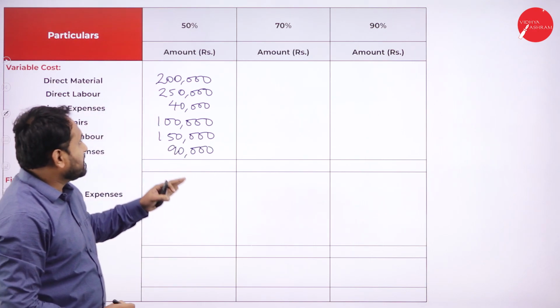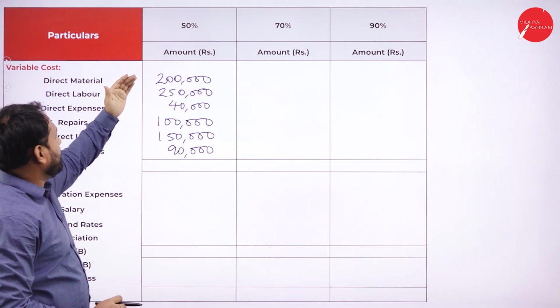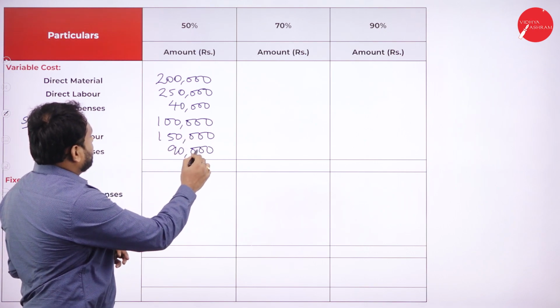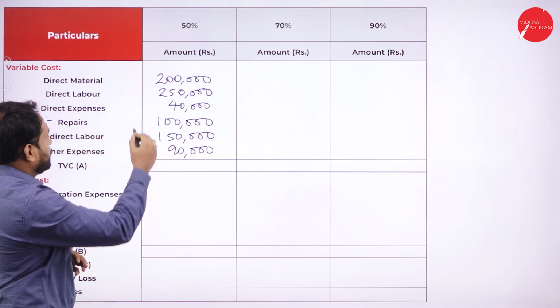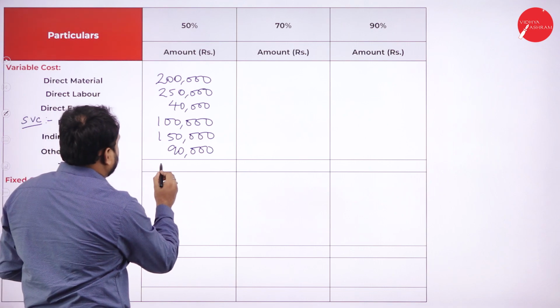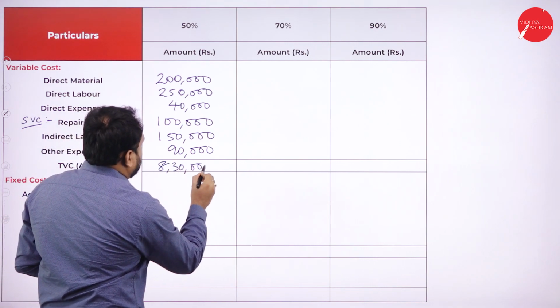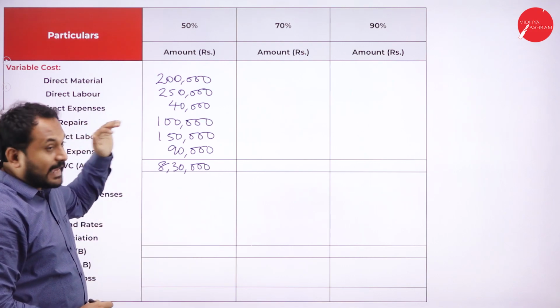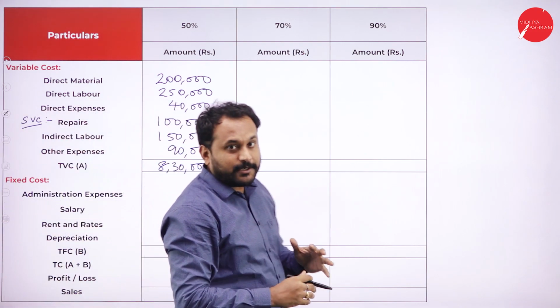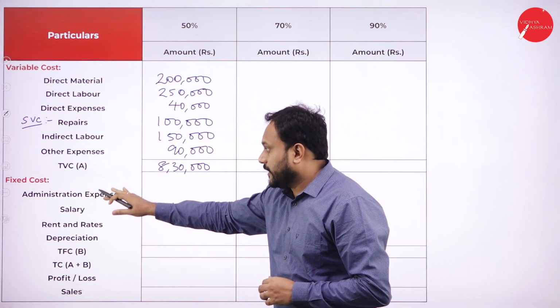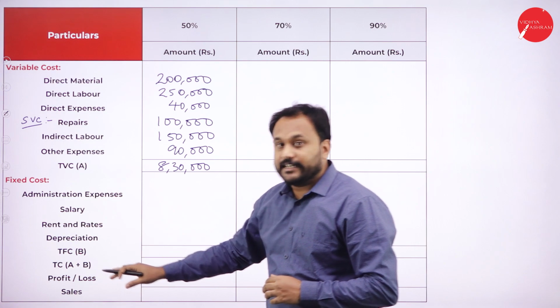So quickly we are supposed to calculate now. Now we have 2 lakh, then 2 lakh 50, then 40, 1 lakh, 1 lakh 50, and 90. Totally it is, say, 8 lakh 30,000. Please calculate using your calculator, right? So we got the first one, that is the variable cost, all done. Now we'll go with the fixed cost.